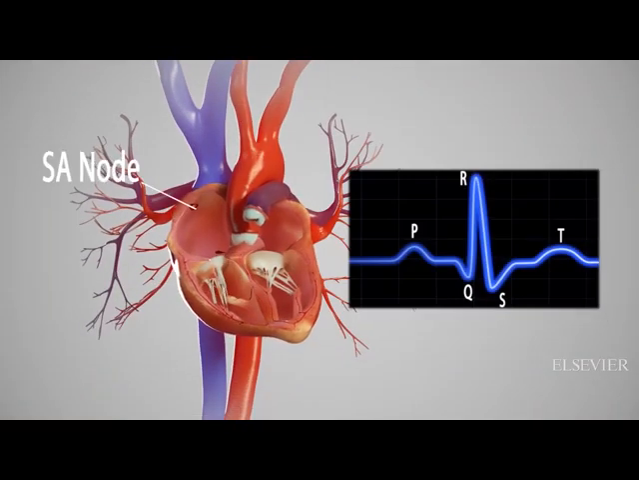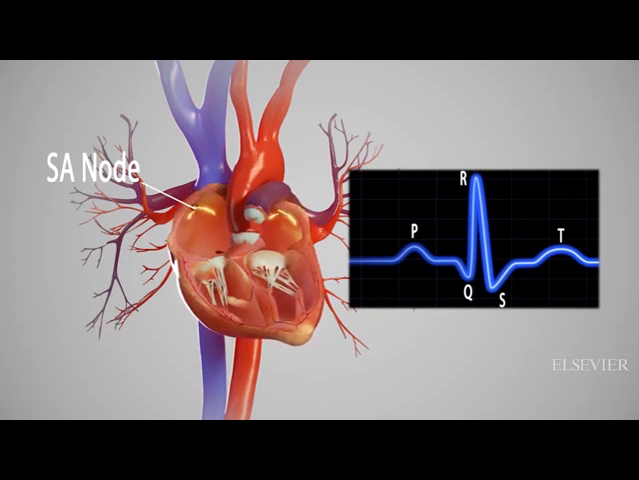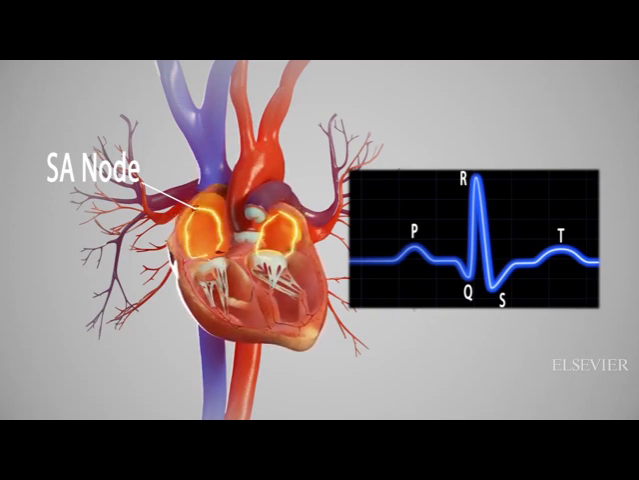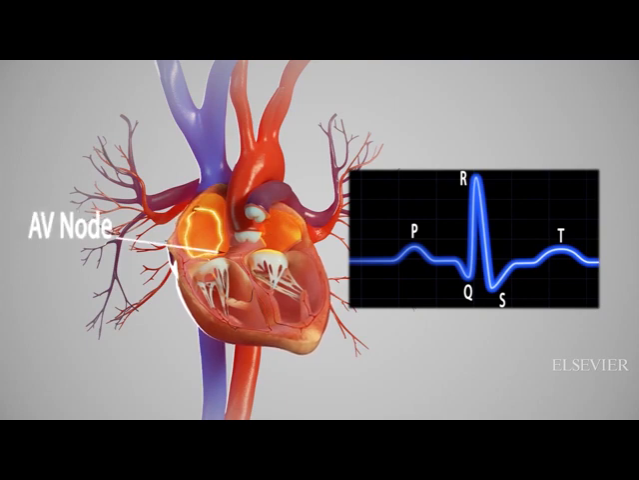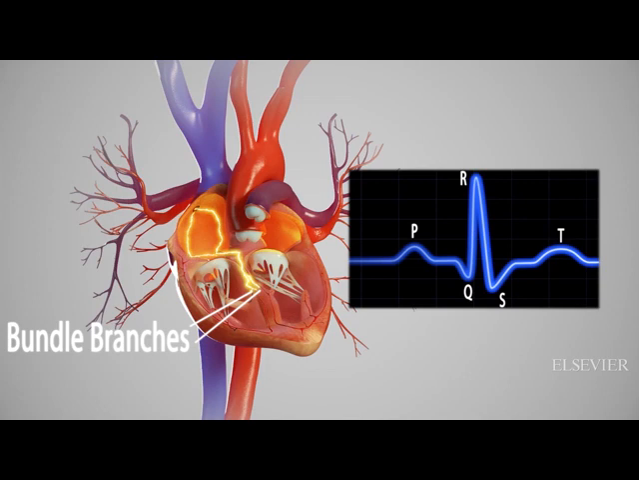The SA node sends electrical impulses throughout the blood-filled atria, causing them to depolarize. This produces the P wave on the ECG. Atrial depolarization triggers atrial contraction. The impulse then travels to the AV node, where there is a slight pause between the onset of atrial activation and of ventricular activation. This short delay corresponds to the PR interval.